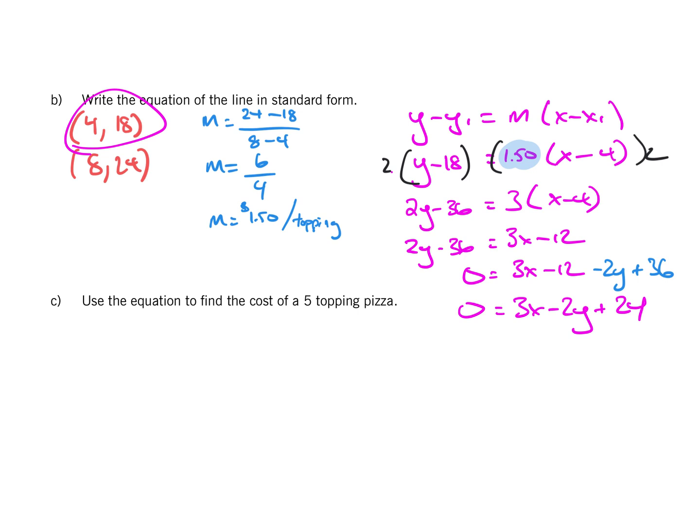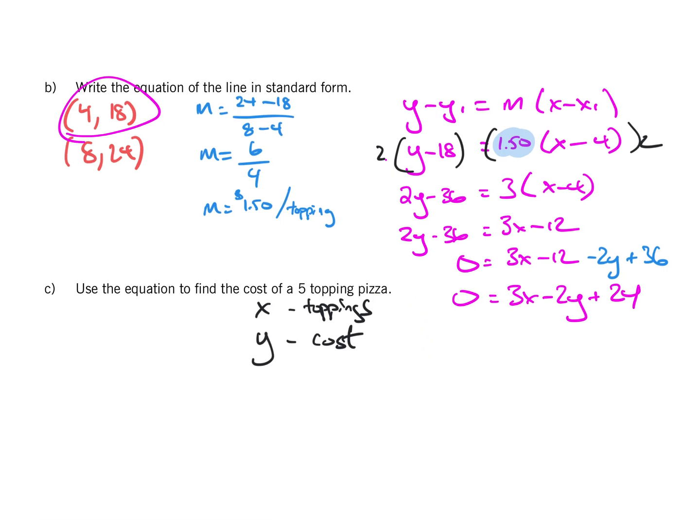Okay, now, part C. Using the equation, what would the cost of a 5-topping pizza be? Now, in this equation, x is the number of toppings, y represents the cost. And if you're unsure of that, we can just take a look back at this right here. These are your x values. They represent the number of toppings. The y values represent the cost. Okay, so when we have a 5-topping pizza, that's x. So we're going to replace it with 5, and we're going to solve for y.